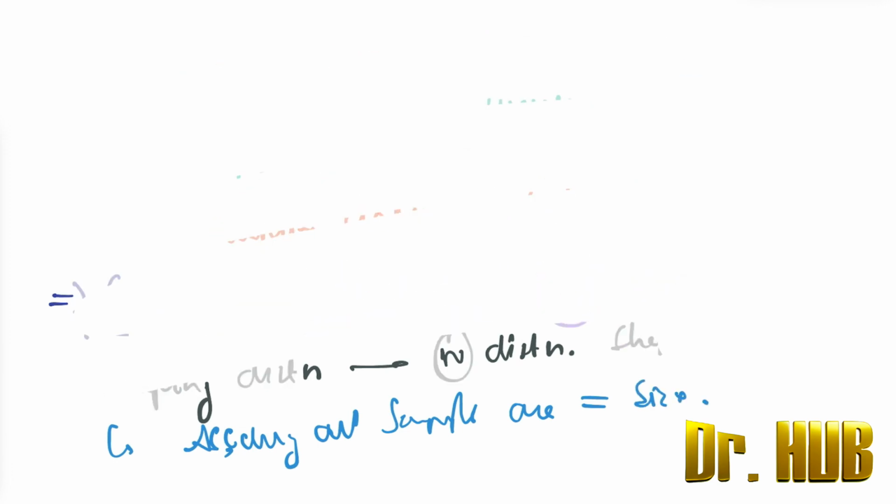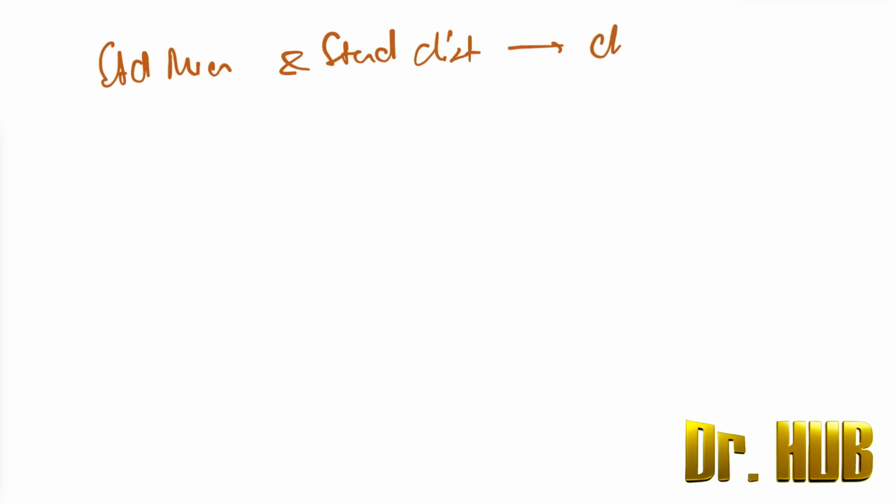Next, the sample mean and the standard deviation become closer to the population mean and the standard deviation.